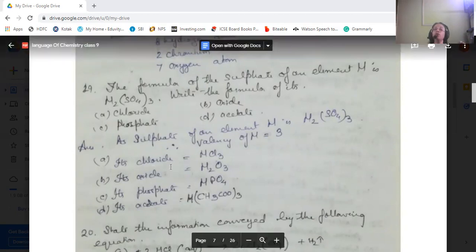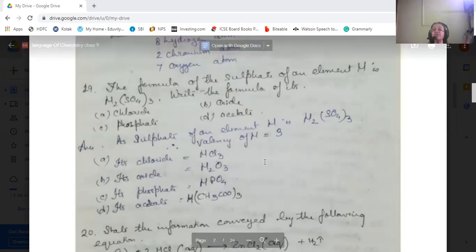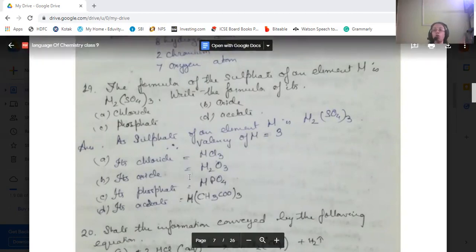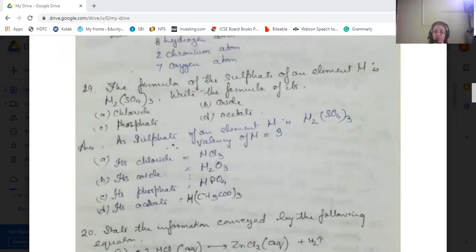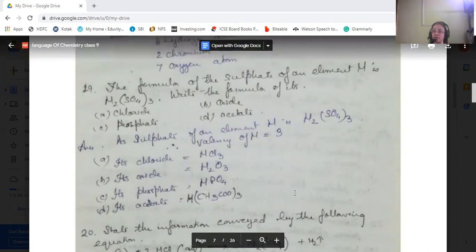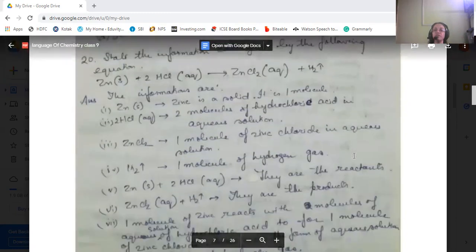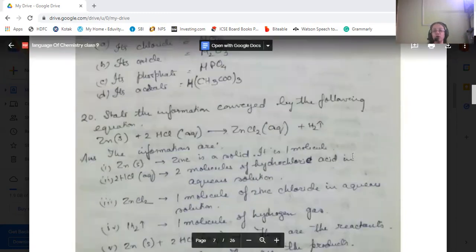Therefore its chloride will be MCl3, since chloride has 1 valency. Then its oxide, we know oxide has 2 valency, so M2O3. Phosphate has 3 valency, so MPO4. Now acetate has 1 valency, so M(CH3COO)3.